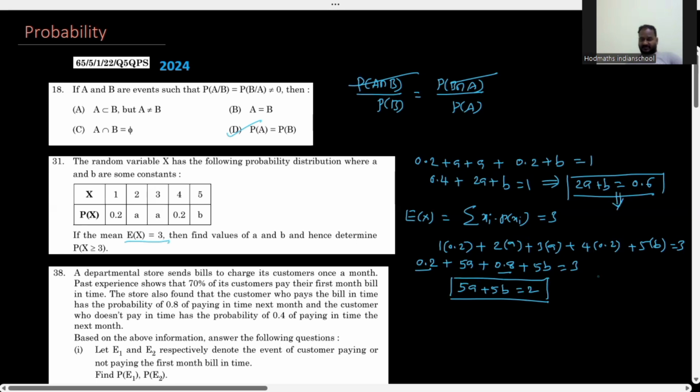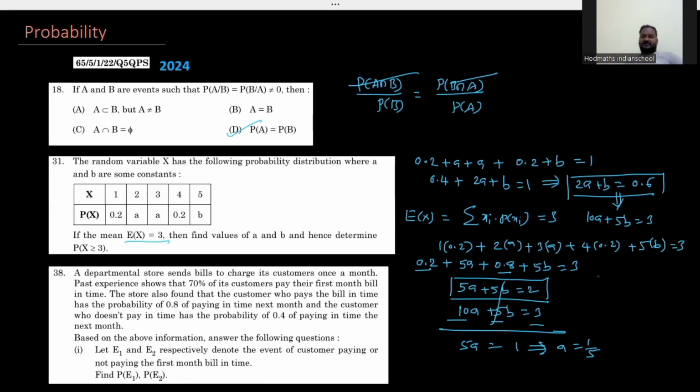From the first equation, multiply by 5: 5 into 2a is 10a plus 5 into b is 5b, and 5 into 0.6 is 3. I am writing that here: 10a plus 5b is equal to 3. I am going to eliminate the b terms, so 10a minus 5a is equal to 5a, which is equal to 3 minus 2, which is 1. So 5a is equal to 1, then the value of a is equal to 1 divided by 5.